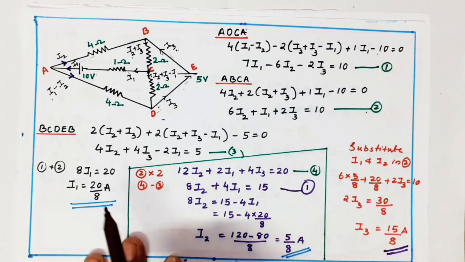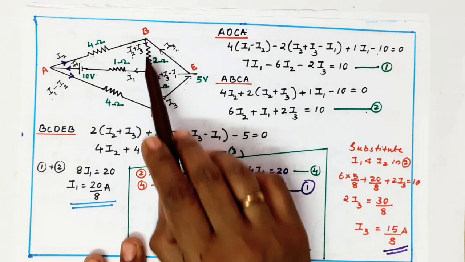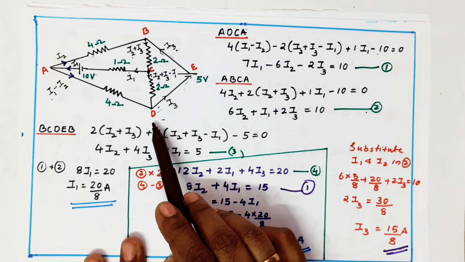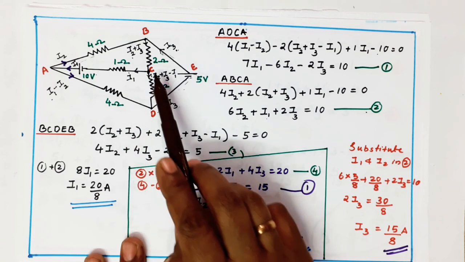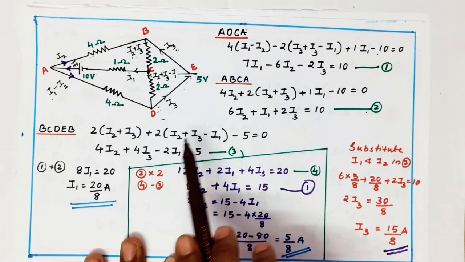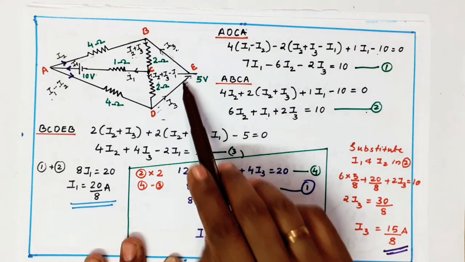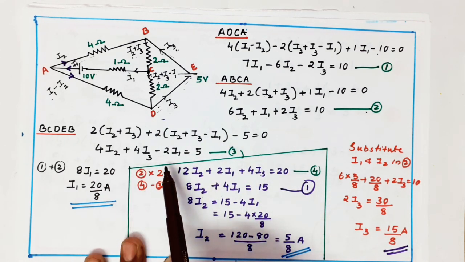I'll take one more loop, that is B, C, D, E, B. In this loop, my current is coming in an anti-clockwise direction, and my loop is also the same. So 2 into I2 plus I3, plus 2 into I2 plus I3 minus I1, minus 5 equals 0. That gives 4 I2 plus 4 I3 minus 2 I1 equal to 5.